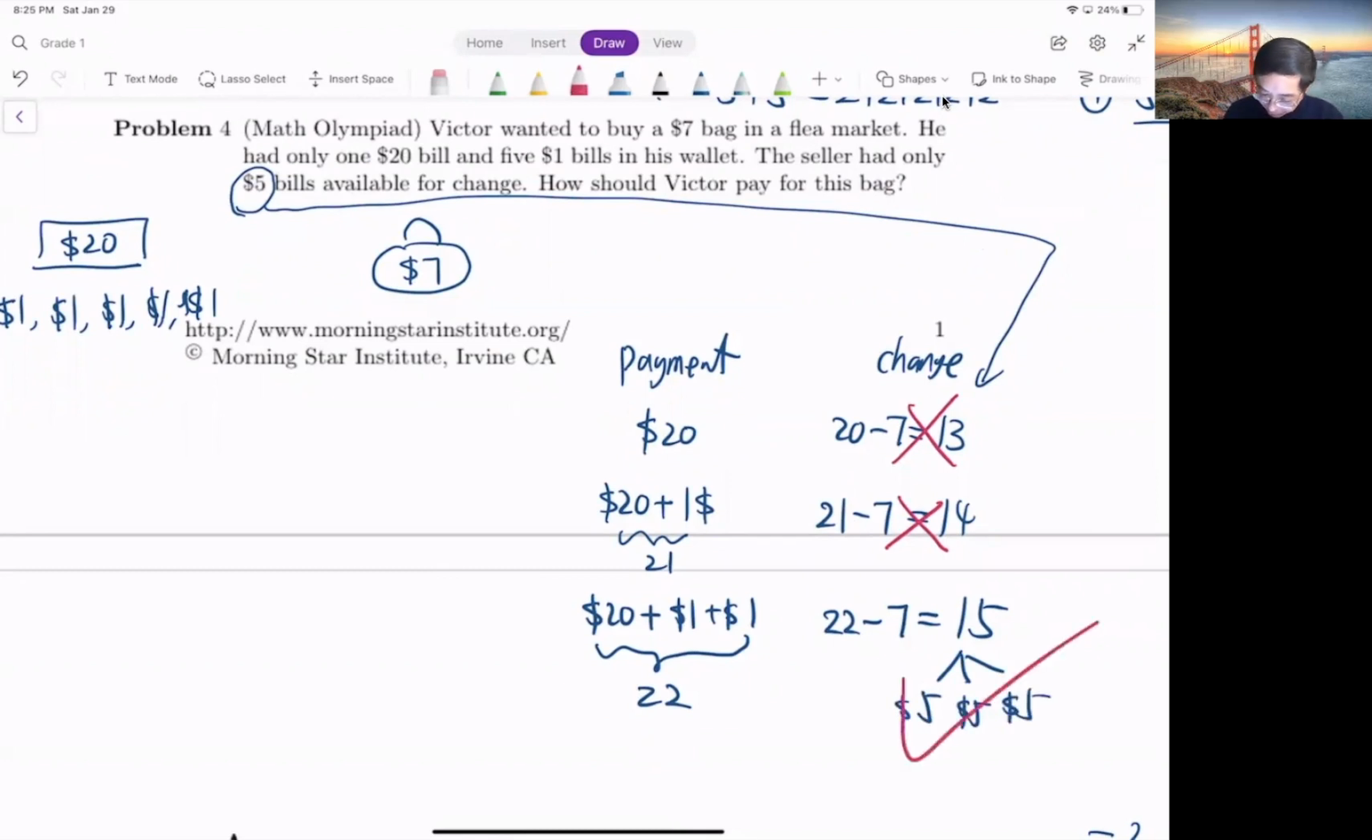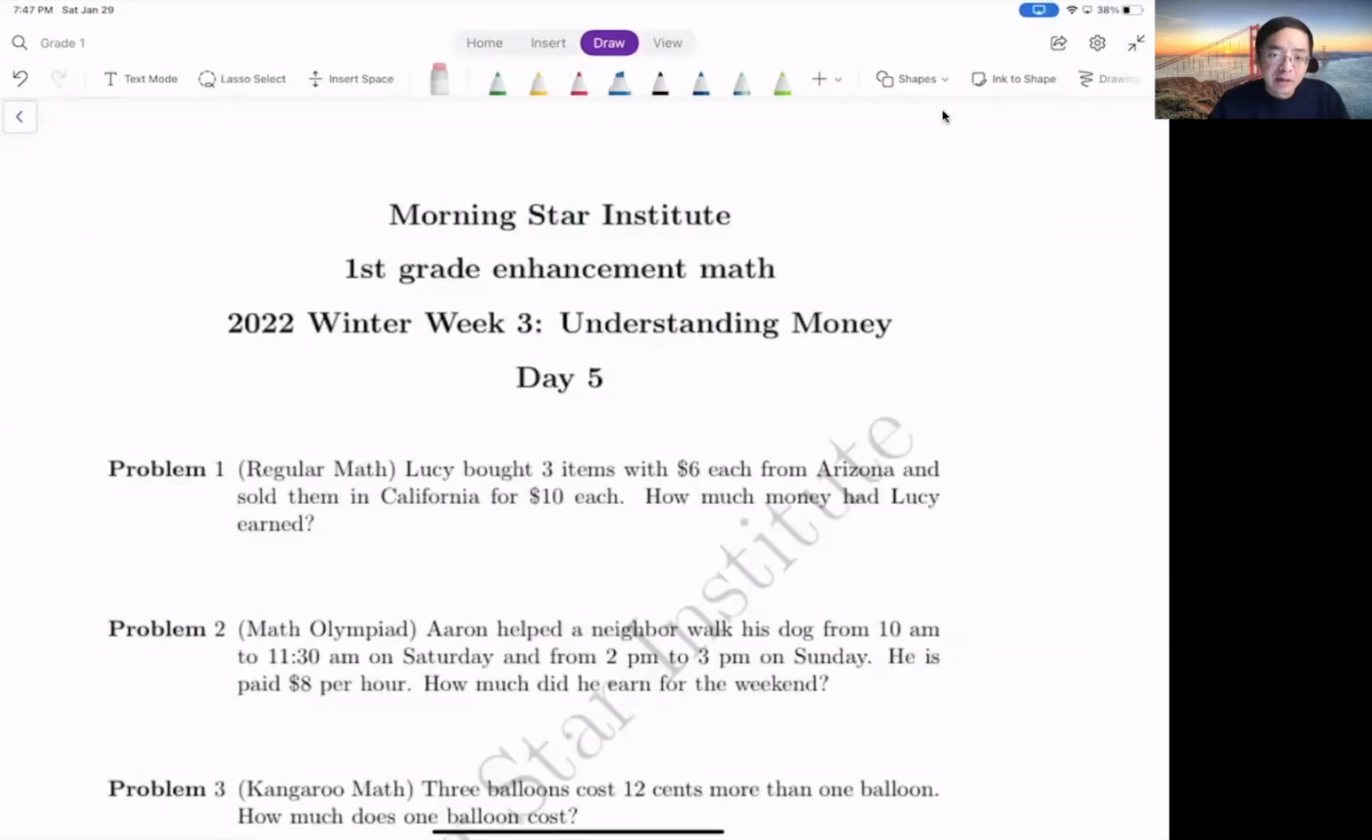So the payment will be, Victor gave $22, so that's one $20 bill plus 2 $1 bills to the seller. And then the seller gives him back 3 $5 bills, which is 15. Then everyone is happy.